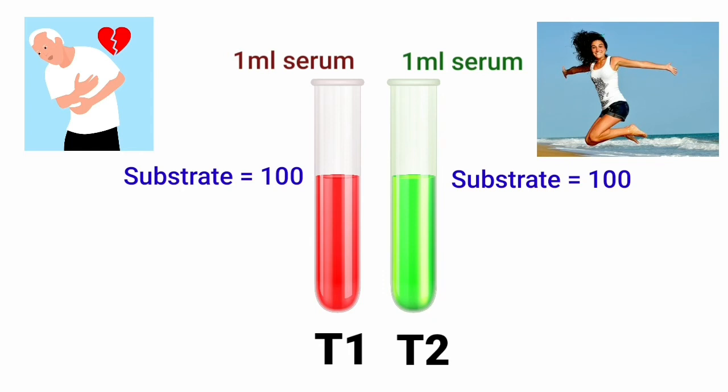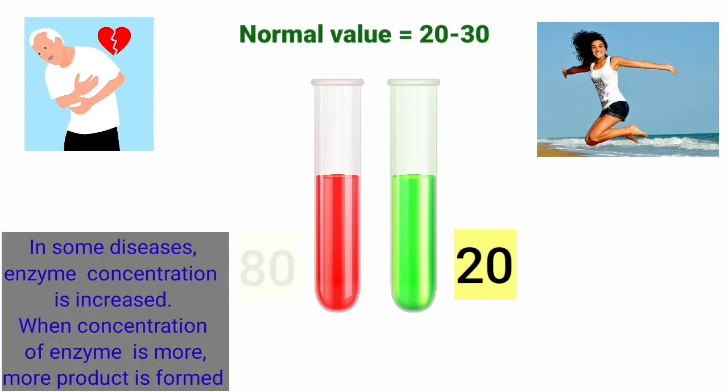After estimation, for example, the amount of product formed in T1 is 80 and the amount of product formed in T2 is 20 molecules. So here the product formed in T1 is more than T2. That indicates the amount of enzyme in T1 is more than T2. If the normal value is 20 to 30, then T1 indicates the enzyme is more in the serum, and it indicates some condition.